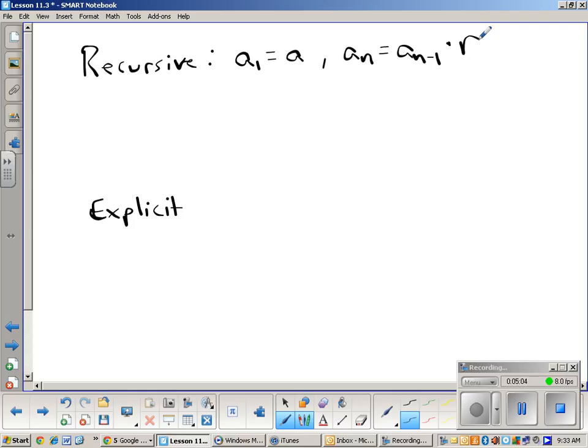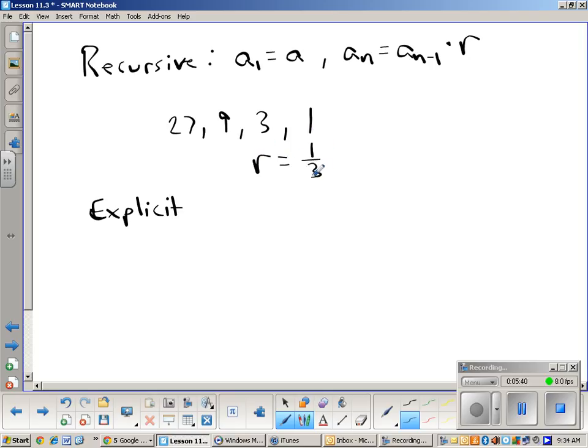What's our r? r is the common ratio. So in the example we did on the previous screen, it was 2. If I had this sequence, let's say 27, 9, 3, 1, you'd be multiplying by 1/3. Actually I'm dividing by 3, right? So my common ratio would be 1/3.